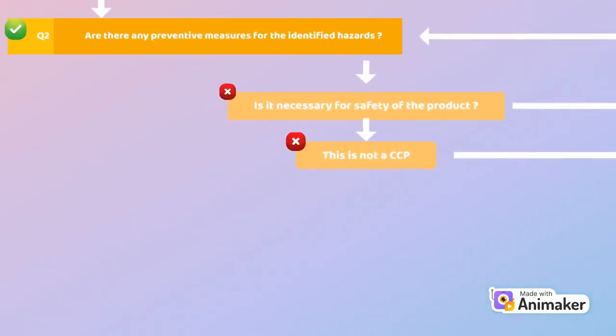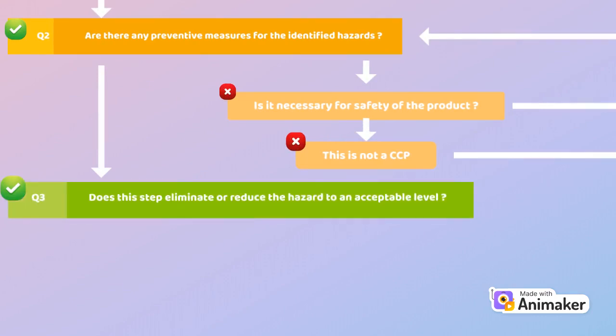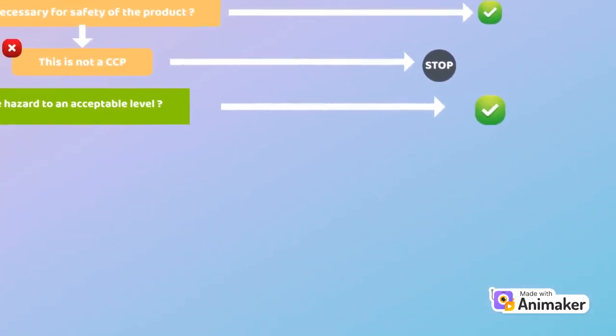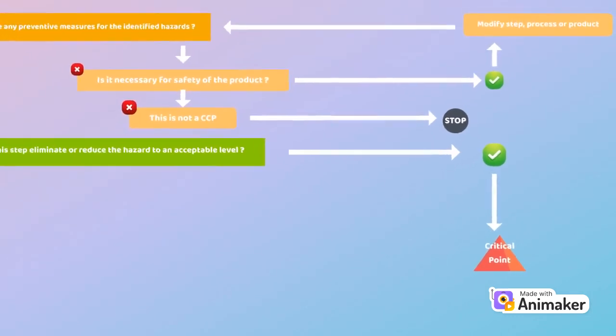If there are preventive measures for the identified hazards, then we move on to the next question. Is this step specifically designed to eliminate the likelihood of a hazard, or reduce it to an acceptable level? If so, we have a CCP. The following examples describe procedures or operations designed specifically to control identified hazards.